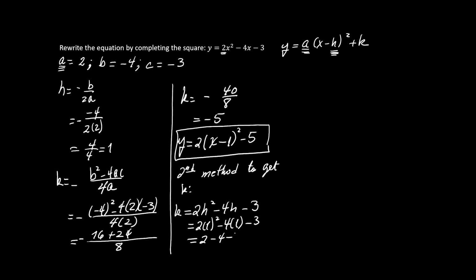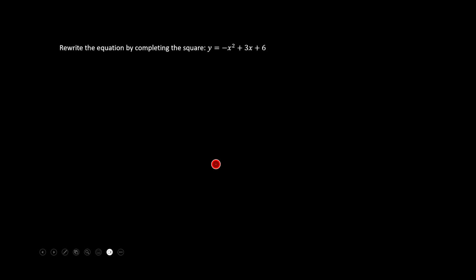2 minus 4 minus 3 is negative 5. There it is. There's the same k. So you can either get k using this equation, sometimes maybe easier, or you could get k using the second method. With both methods, that's where k goes. h goes in here with a minus in front of it. That's completing the square.